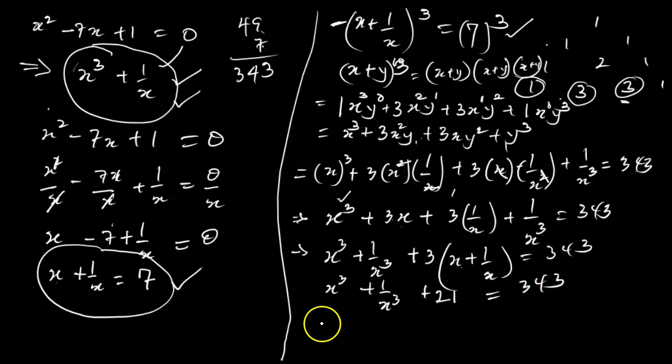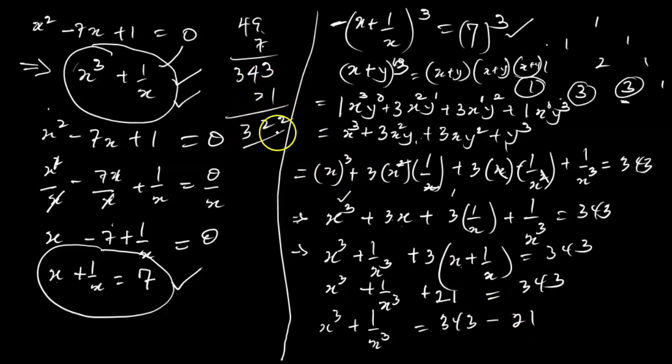So I can authoritatively say that x raised to power 3 plus 1 over x raised to power 3 is equal to 343 minus 21. Let's subtract 21 from 343. This gives 2, 2, and 3. So that leaves my final solution to be 322. So x raised to power 3 plus 1 over x raised to power 3 is the same thing as 322.